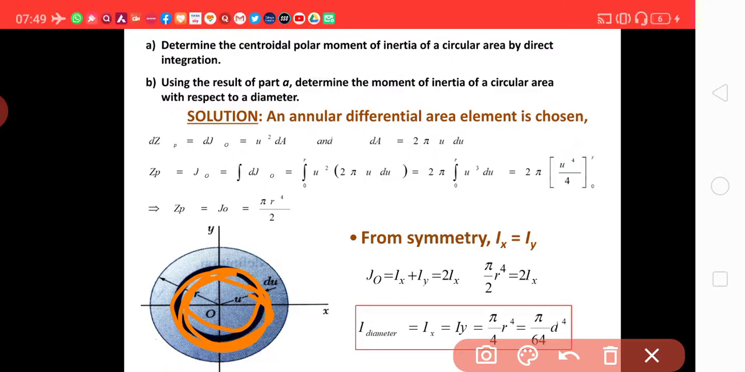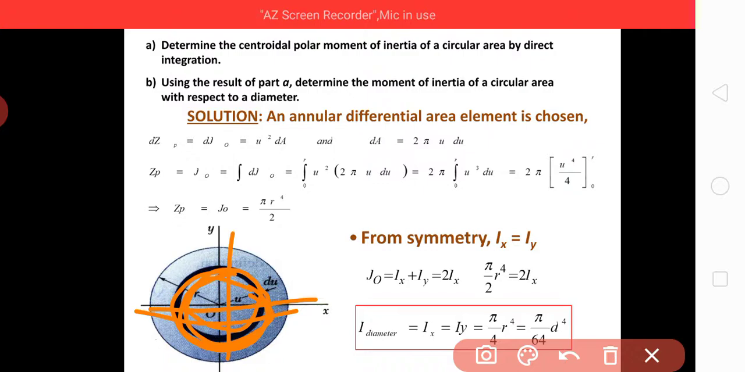From symmetry you can say Ix is equal to Iy. So Jo equal to Ix plus Iy, or 2Ix. So you can say that Ix equal to Iy equal to the diametral moment of inertia is pi r to the power 4 by 4, or pi by 64 d to the power 4 in terms of diameter.